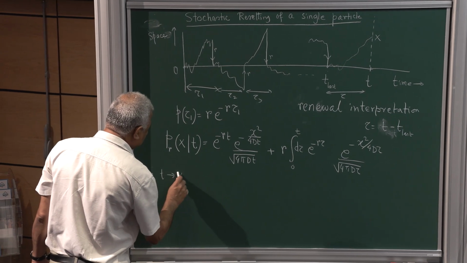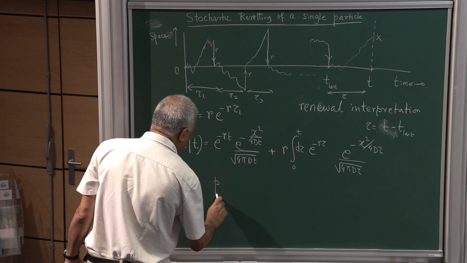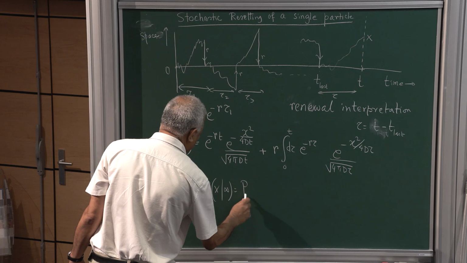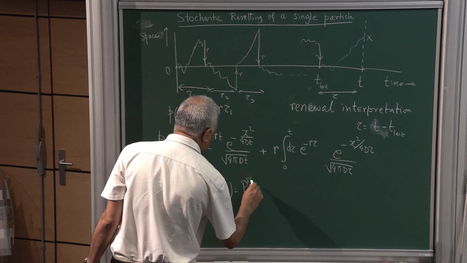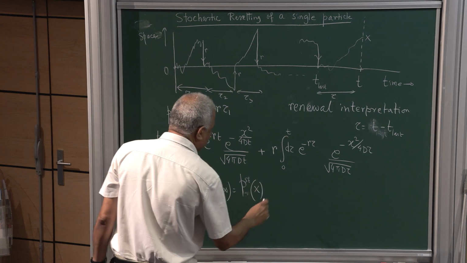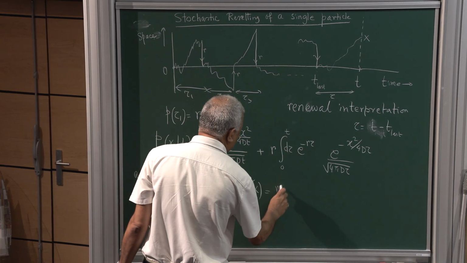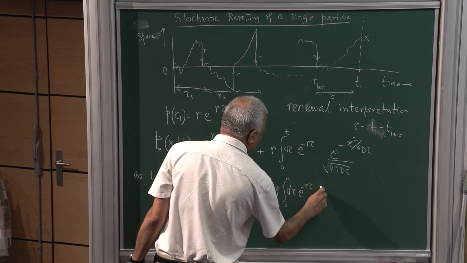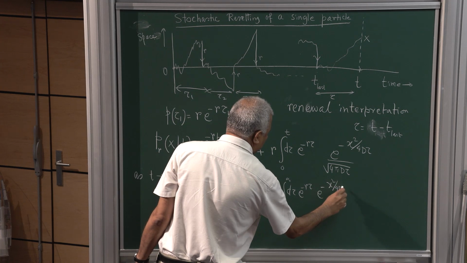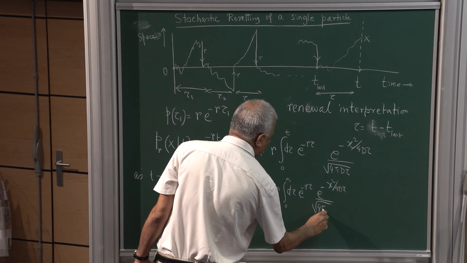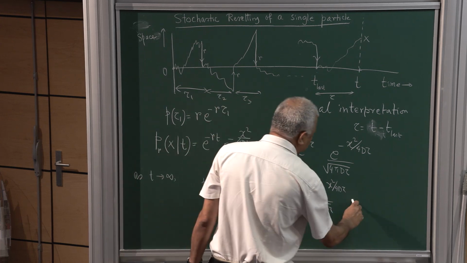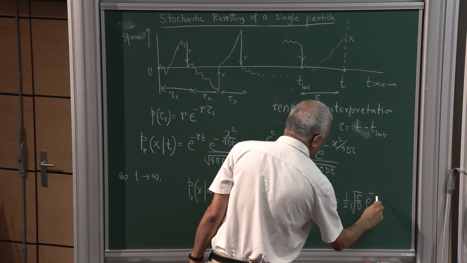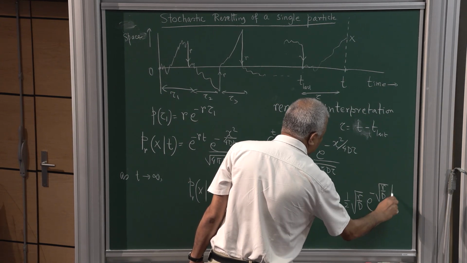And in particular then we saw that as t goes to infinity, this first term drops out, and so this is the stationary state. Just use this notation, which is simply just this integral r from 0 to infinity d tau, and you can do this integral explicitly, and its answer is half square root of r over D exponential minus square root of r over D times small x.